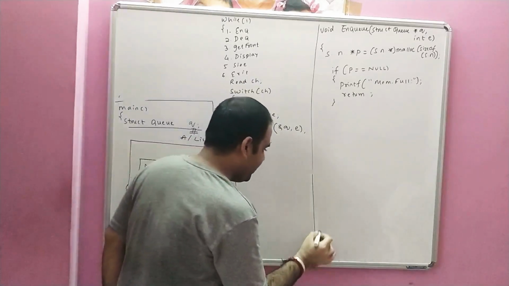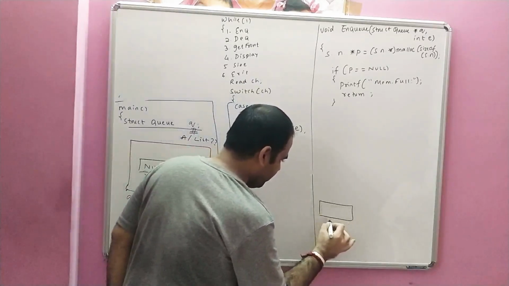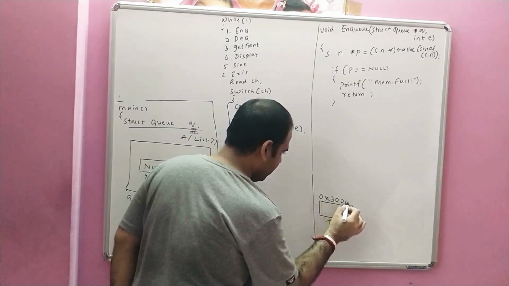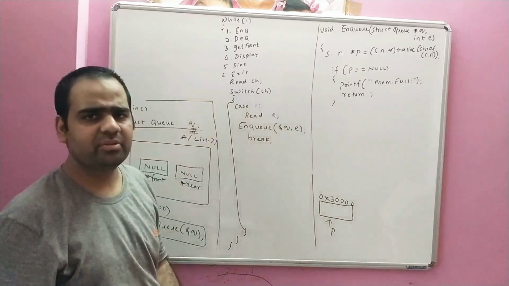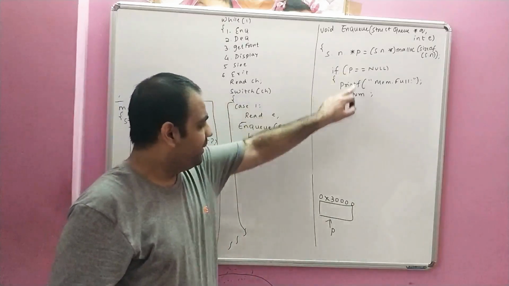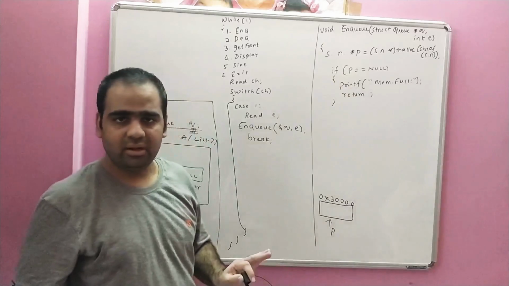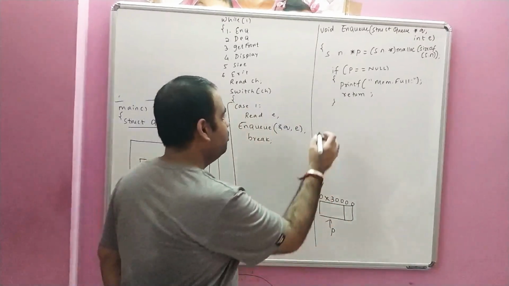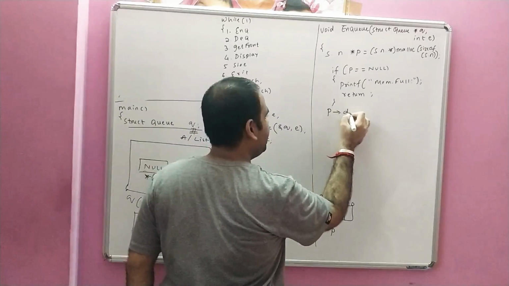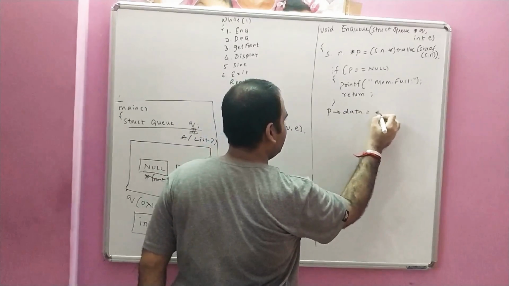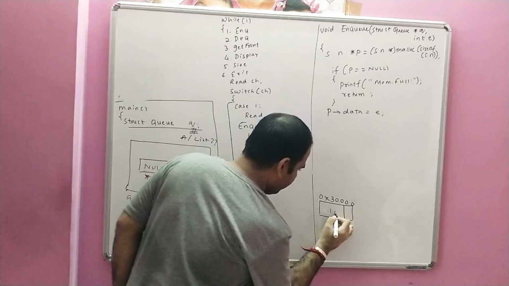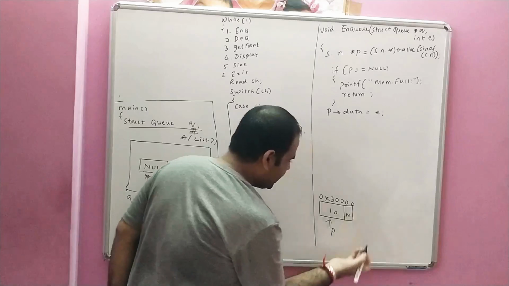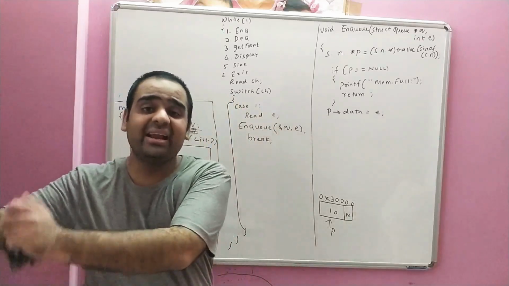If the value of p is not null, suppose this is the memory created, this is p, and let the address of this be say 30,000. Now p is 30,000, is it equal to null? No. That means you can add some data over here. How do you add data over here? You say p arrow data is equal to e. Suppose e is 10, I want to NQ 10 onto the queue. And what should p arrow next be? It should be null, because you are adding at the rear end of the queue.